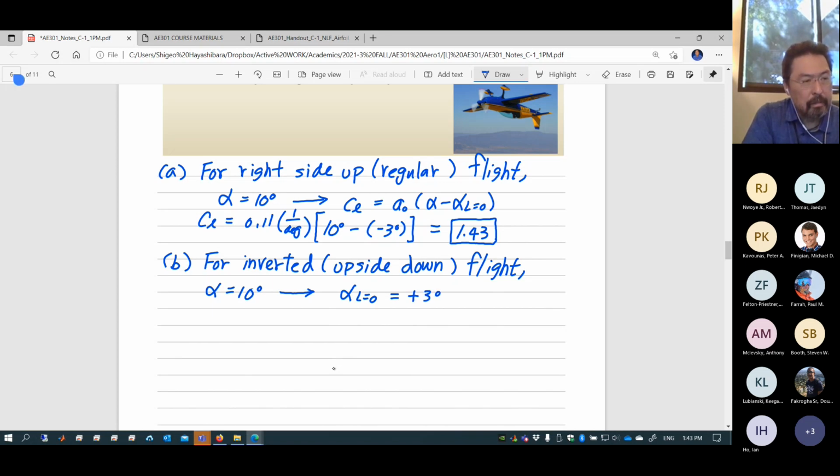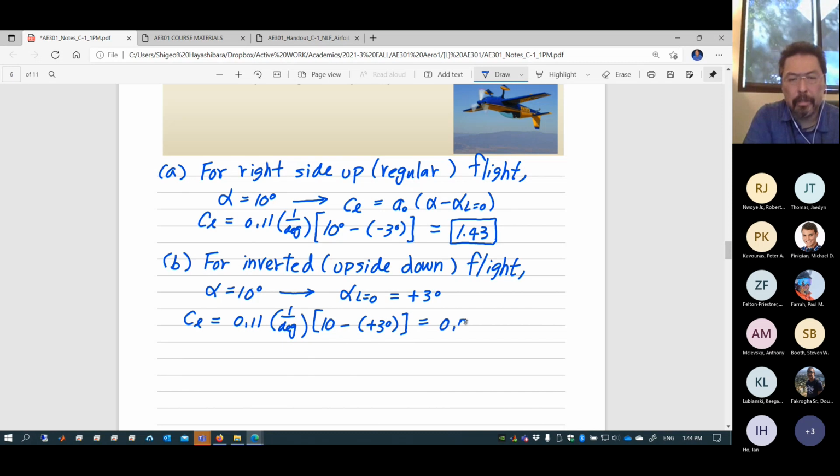Can I use the same equation? Yeah, I think so. Let's just use the same equation with the condition changed. Alpha zero lift is +3 degrees now. So CL is equal to, once again, 0.11 per degree, same equation, 10 minus +3 degrees. Then you can quickly compute. Well, I got 0.77.